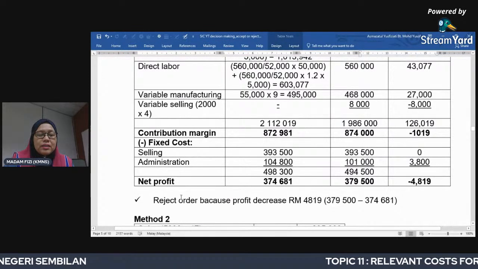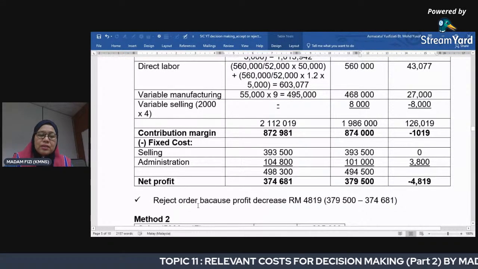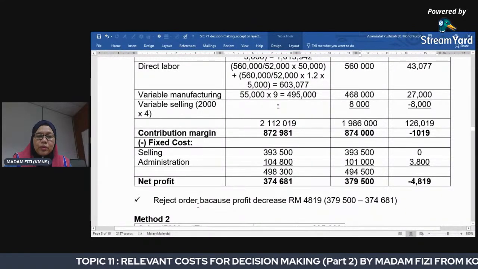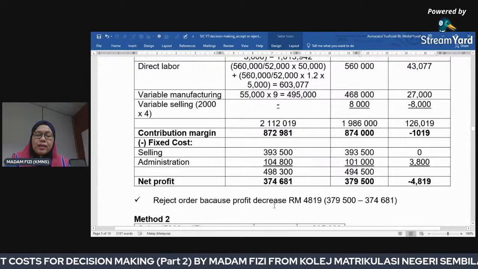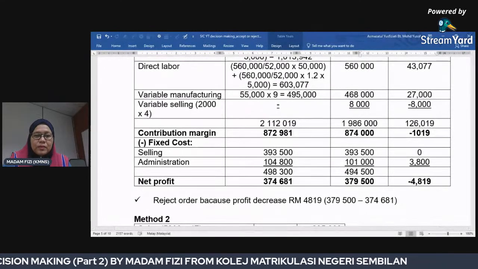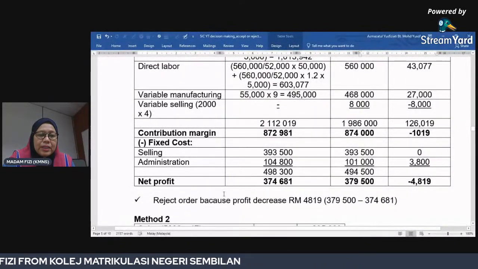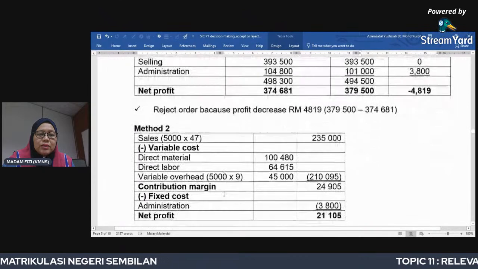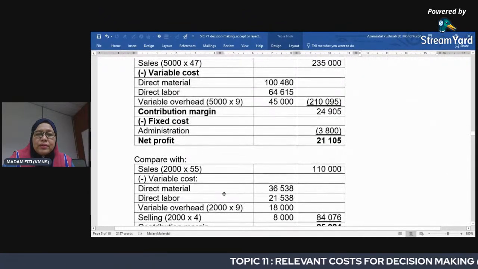So how to make a decision? The company should reject the special order because the profit will decrease amounting 4,819. Okay? Alright. That is the method 1. Now we look at the method 2. Okay, for the method 2, we make a comparison.